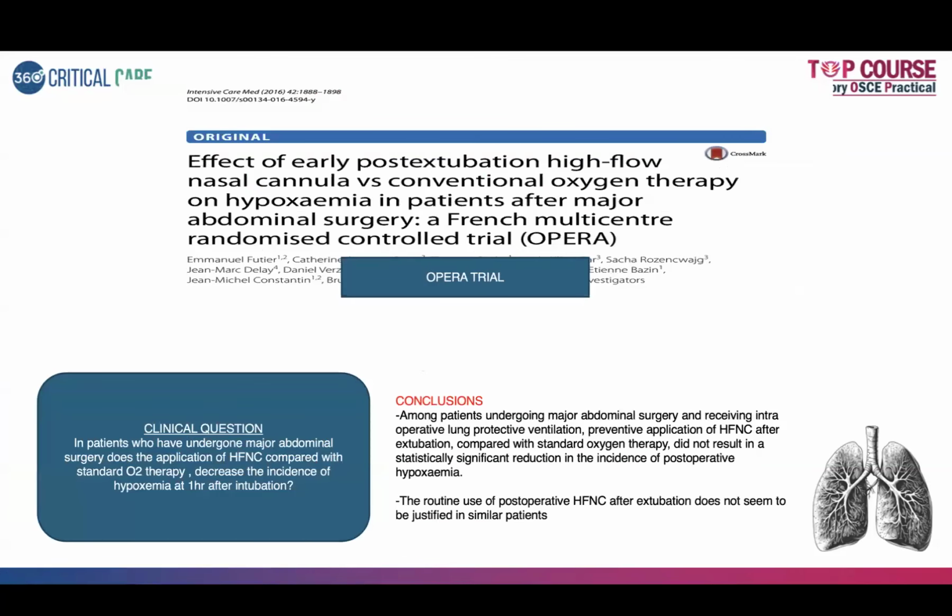Then you have something called the OPERA trial. So in patients who have undergone major abdominal surgery, does application of HFNC compared with standard O2 therapy decrease the incidence of hypoxia at 1 hour after extubation? So among patients undergoing major abdominal surgery and receiving intraoperative lung protective ventilation, preventive application of HFNC after extubation compared with standard oxygen therapy did not result in a statistically significant reduction in the incidence of postoperative hypoxia. So the main conclusion or take home in relation to this trial is, the routine use of postoperative HFNC after extubation does not seem to be justified in a similar subset of patients.